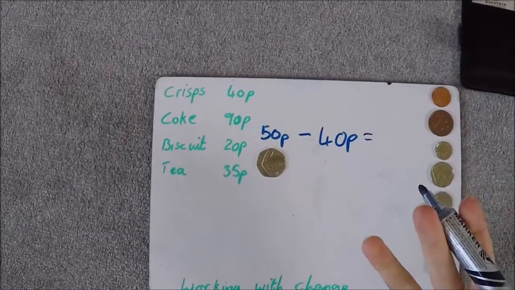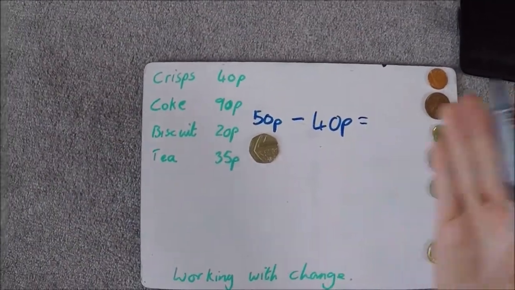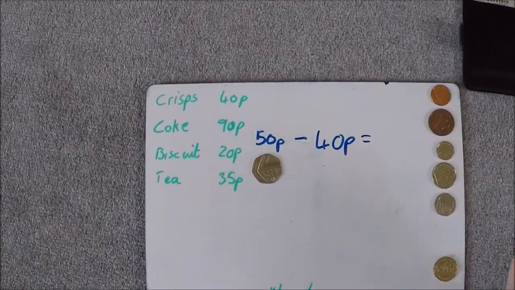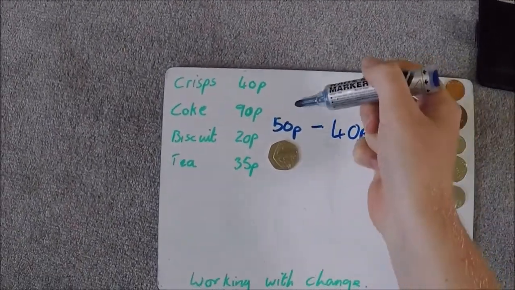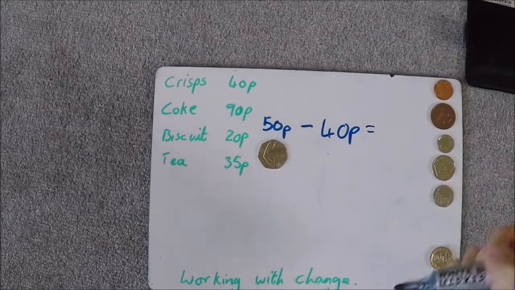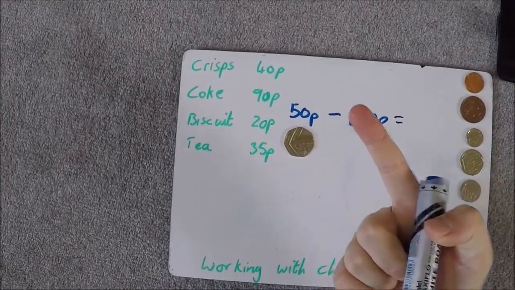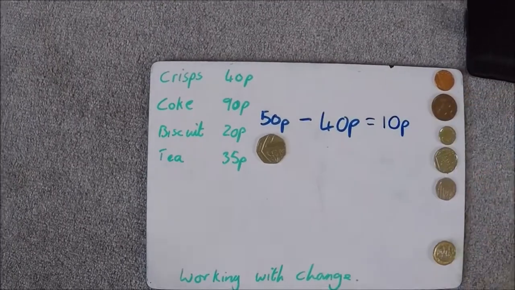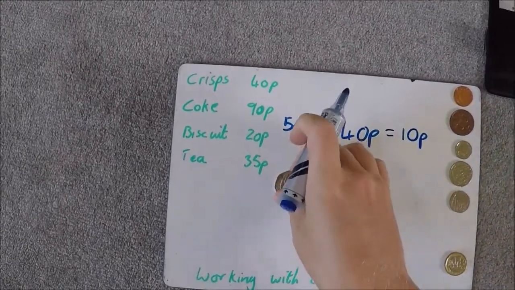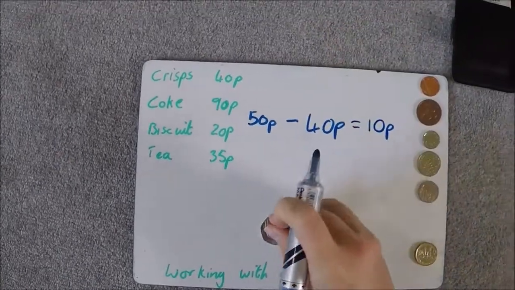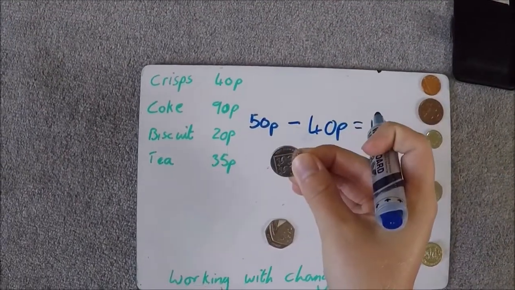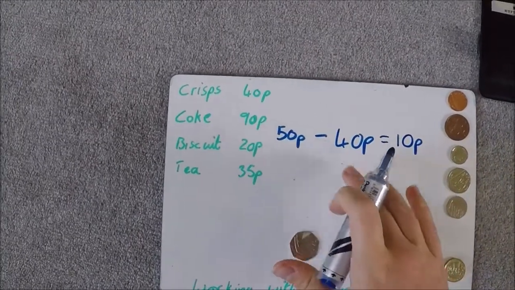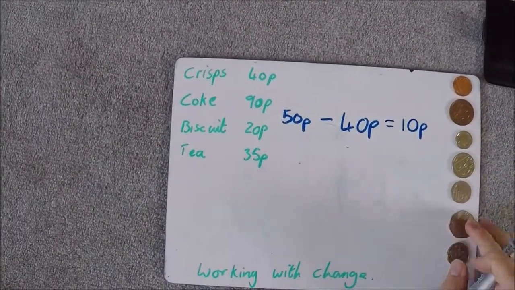Now, you could use a range of strategies. You could use a number line back from 50p, you could use a number line counting on from 40p, or you could think about your tens. If we've got 5 tens and we take away 4 tens, we're going to be left with 1 ten. So our change we're going to get back is 10p. So if we were in a shop, we'd hand over our 50p to our shopkeeper, and he'd give us back a 10p, because that's the difference between what we're spending and what it costs us to buy the product.